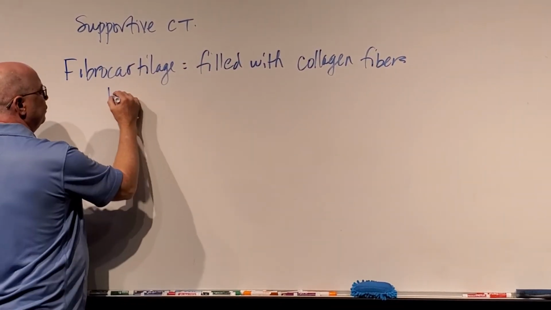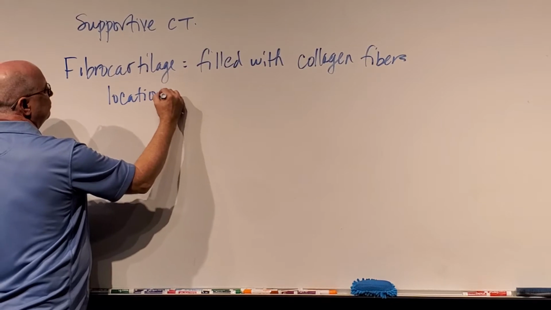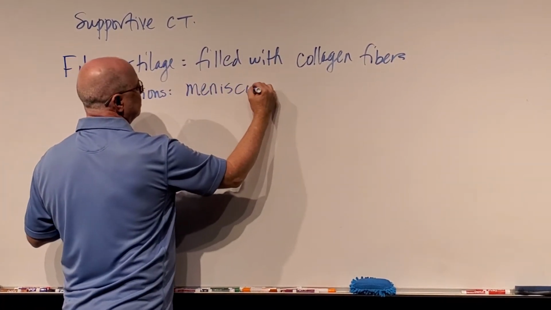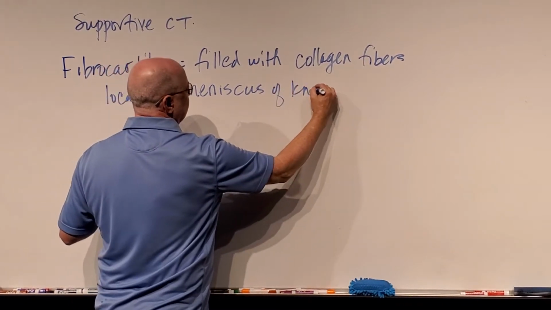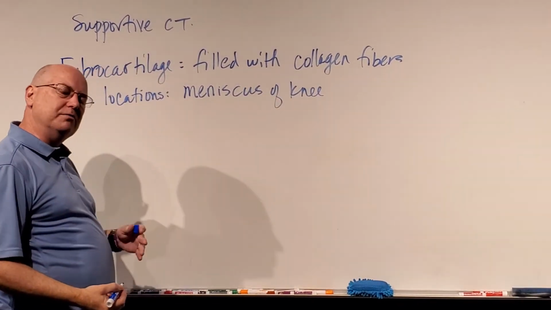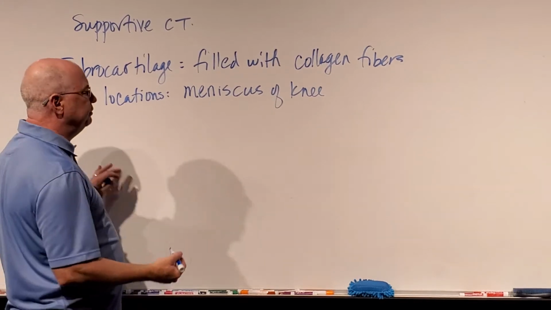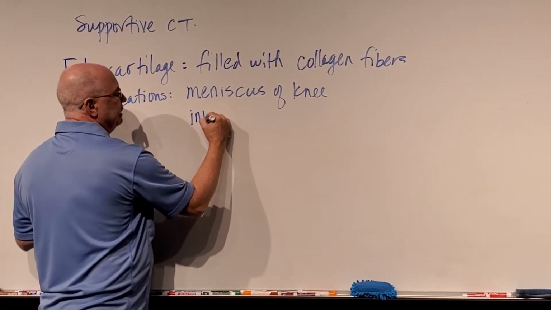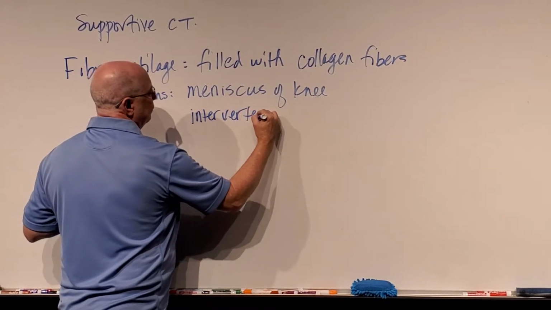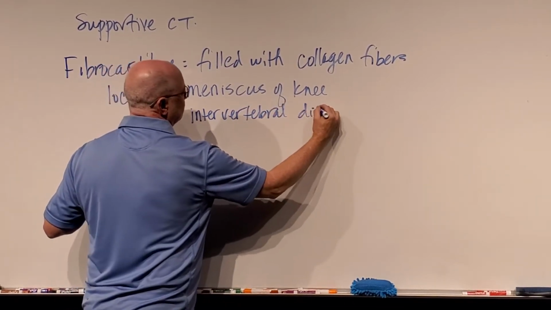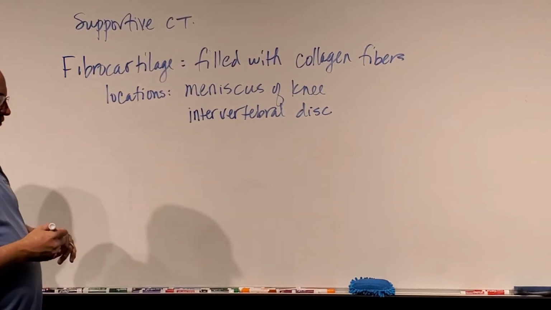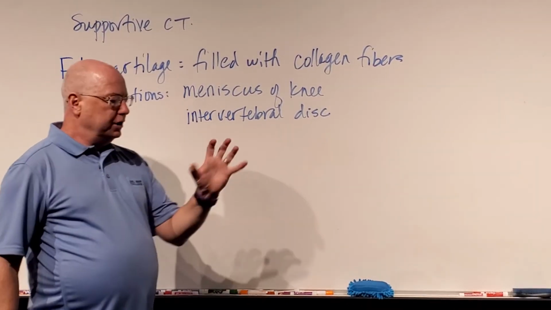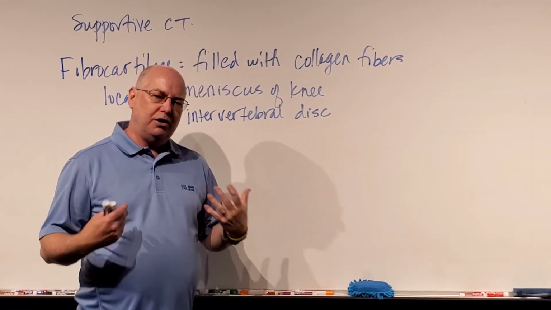And there's several locations for fibrocartilage. One is called the meniscus of the knee. And the other main one that I want to talk about, although there's a few other examples, the 2 that I really want to discuss are the meniscus of the knee and what we call the intervertebral disc. Okay?